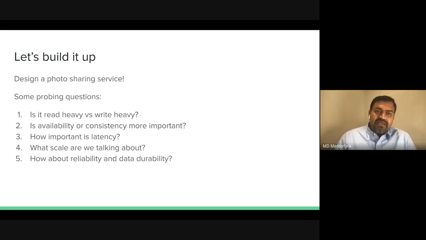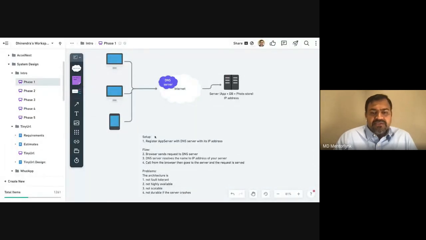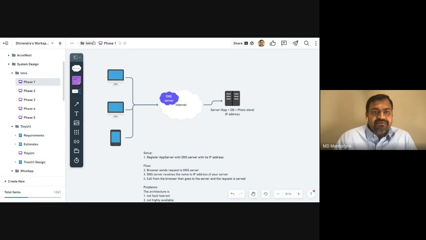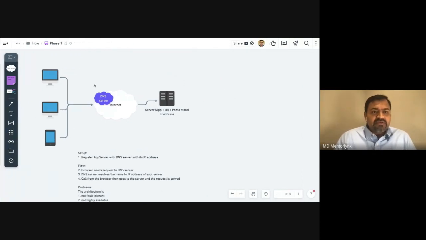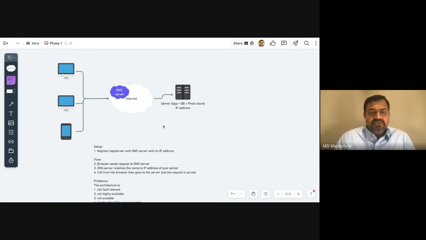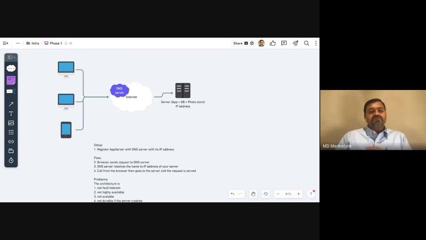So let me share the other tab. Okay, so let's say this is your first version. Let me see if you guys are able to see this. So let me share this tab where we talk about some diagrams.